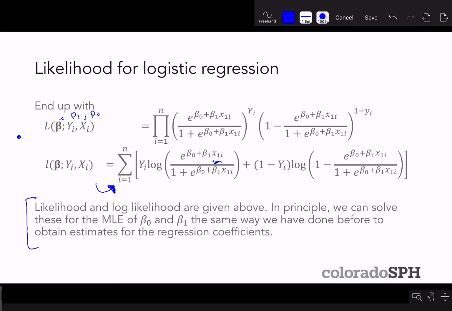So what are the parameters that we want to estimate now in this model? Well, if we observe the data, we collect, let's say, covariates and an outcome of interest, then we already know our y and our x values. And what we're looking for are those coefficients. And how do we get those coefficient values? Well, we can get them using the maximum likelihood estimators that we learned about before. And in principle, we solve this exactly for the MLEs of beta 0 and beta 1 in exactly the same way that we have before to obtain estimates for your regression coefficients.